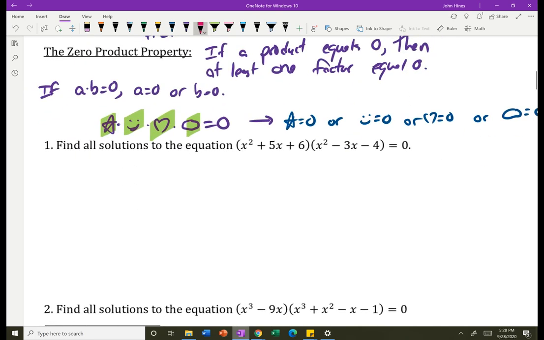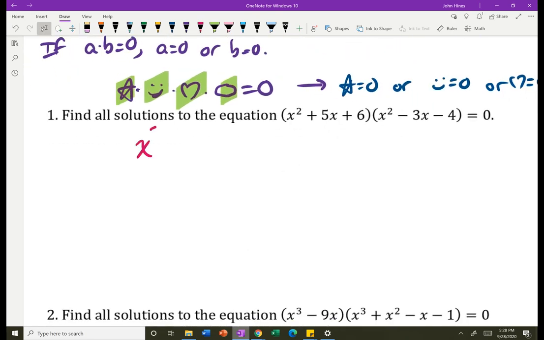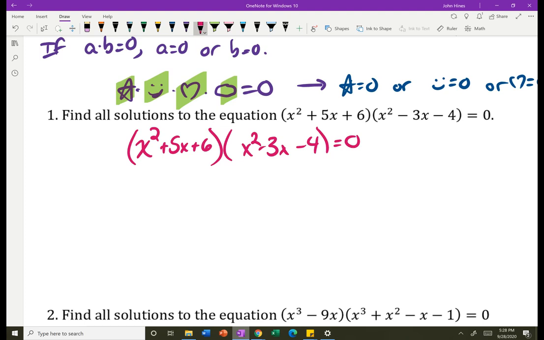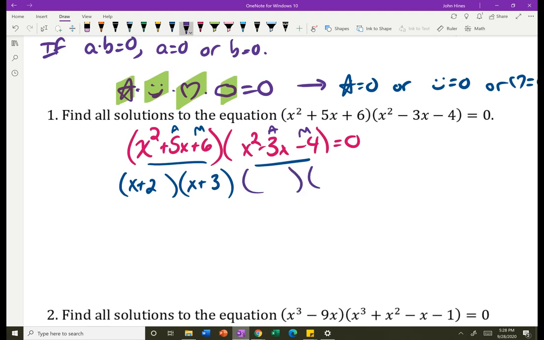So find the solutions. How does this relate to polynomials? Well, this is going to connect us from factoring to solving. Find all solutions to this equation: x squared plus 5x plus 6 times x squared minus 3x minus 4 equals 0. Well, I can factor these more. This is a trinomial, so what multiplies to 6 and adds to 5? Those two factors are x plus 2 and x plus 3. And this is also a trinomial, what multiplies to -4 and adds to -3? x minus 4 and x plus 1.